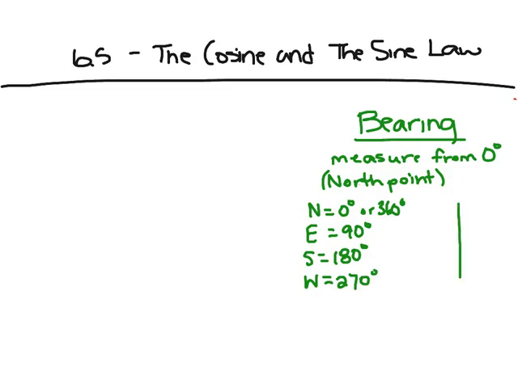So if you look at a compass, north, south, east, and west, this is 0 degrees, 90 degrees, 180 degrees, 270 degrees, and 360. So if you were going a bearing of 150 degrees, you'd start from 0 and go to 150 degrees.